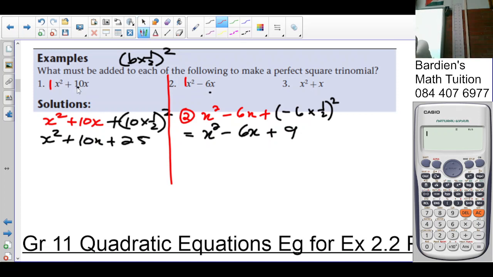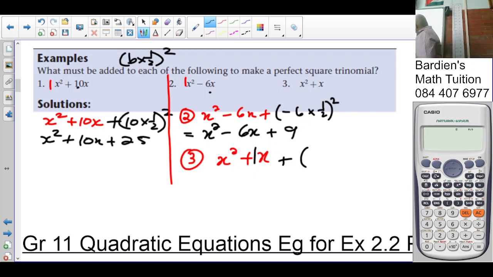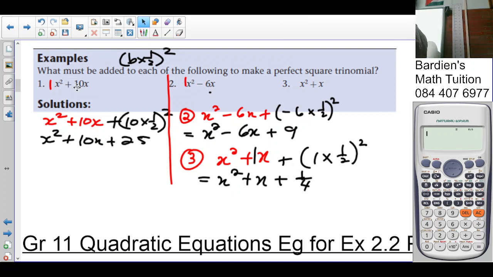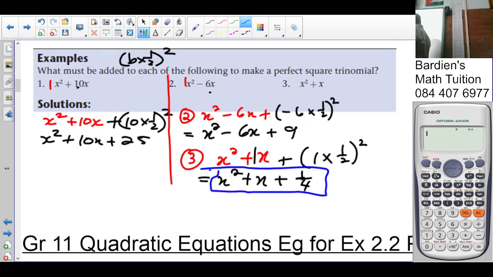Okay. Let's go with number 3 quickly. Let's go x squared plus x. Right. So what must be added here to complete the square? What number is in front of x? 1. So your b value is 1. So it's going to be 1 times half squared. And what is 1 times half? A half. And a half squared is? And what do we call this, people? Perfect square trinomial. You guys understand?